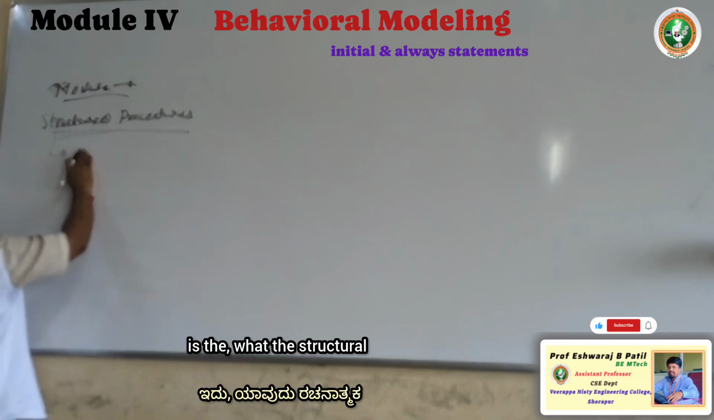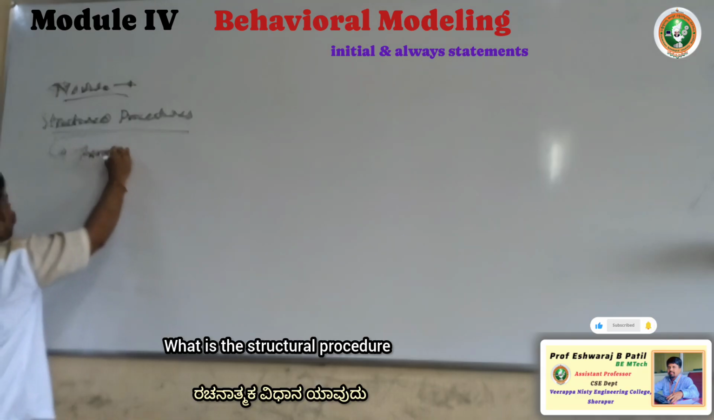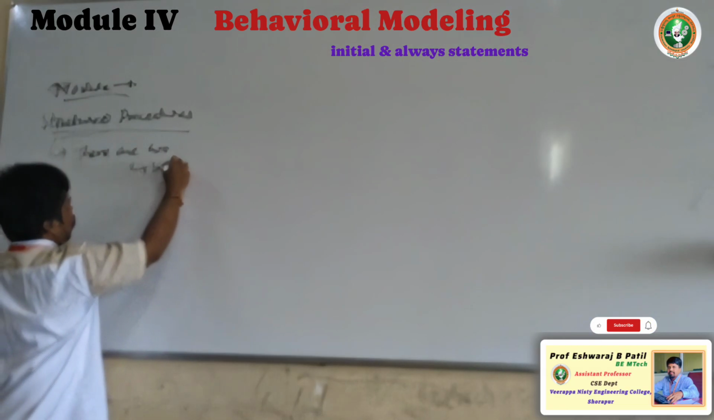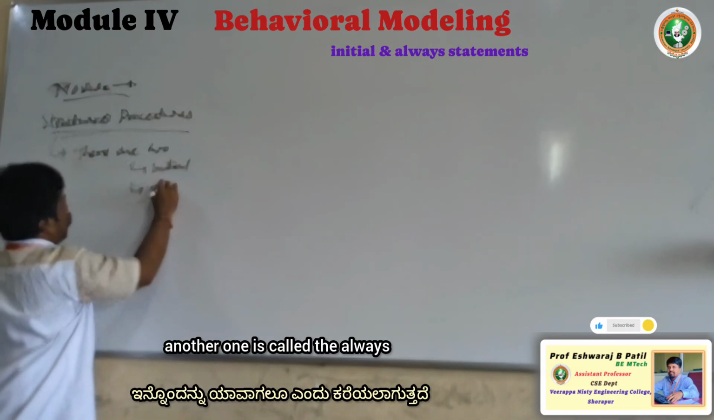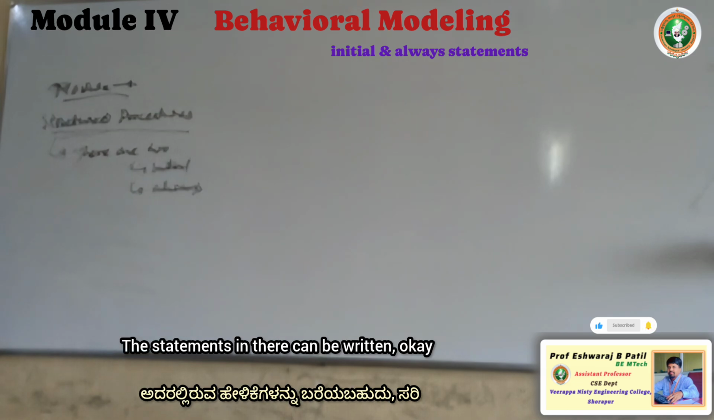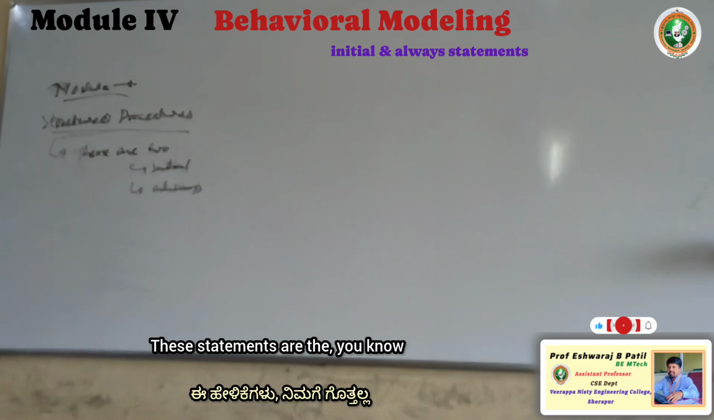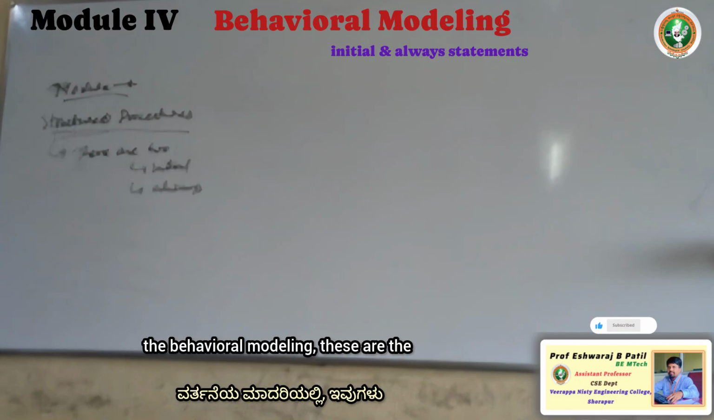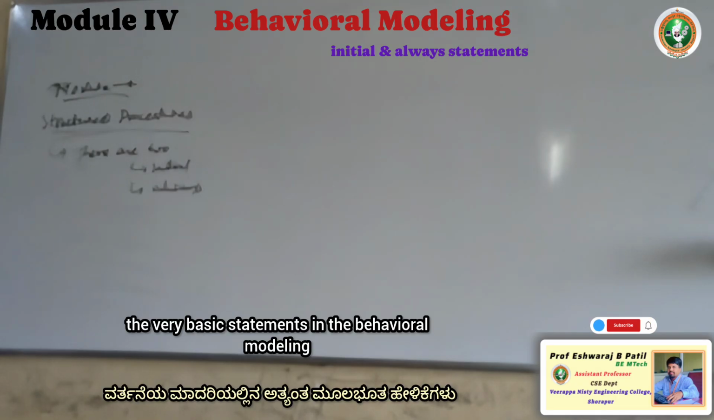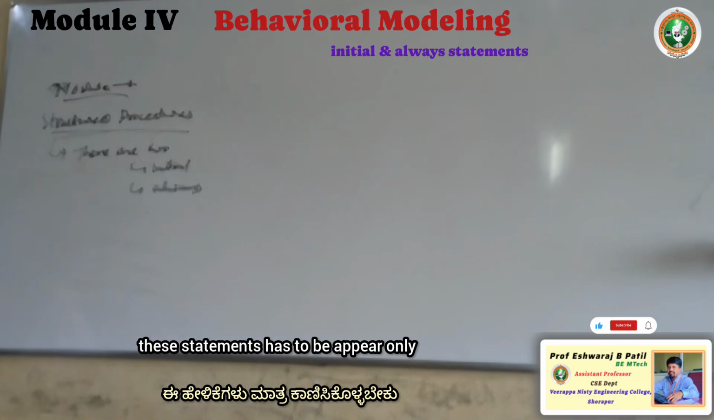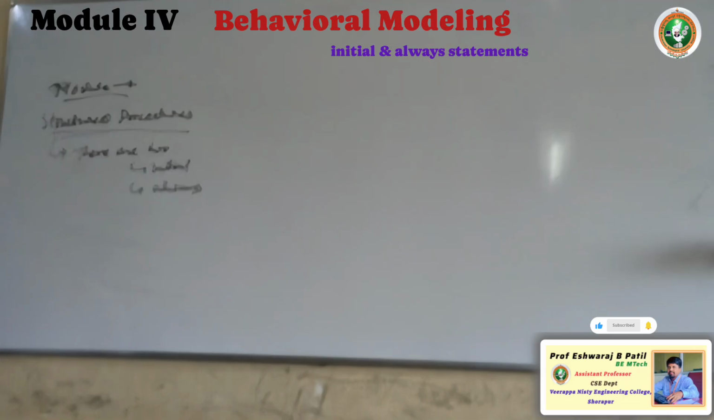What is the structured procedure? There are two structured procedures, one for the initial, another one for the always. These statements are the most basic statements in behavior modeling. If you want to write the program in the behavior model, these are the very basic statements. These statements appear only within the block of the structured procedure.